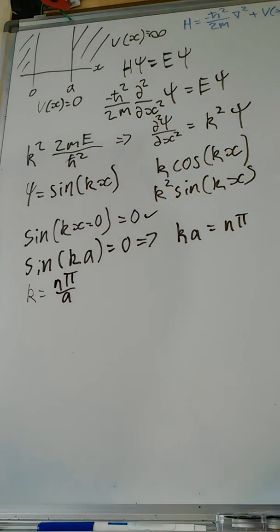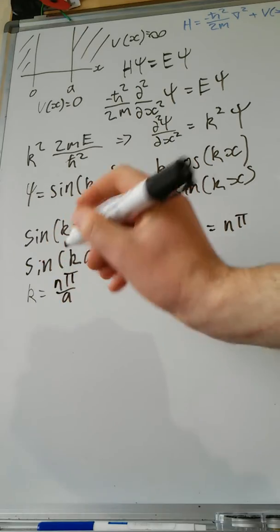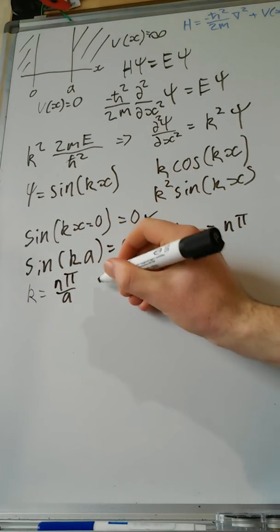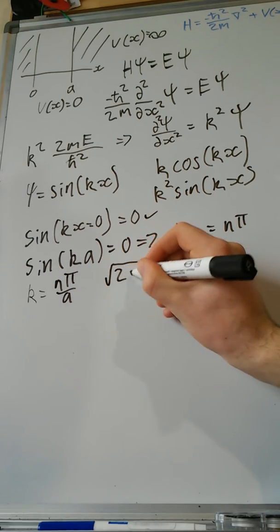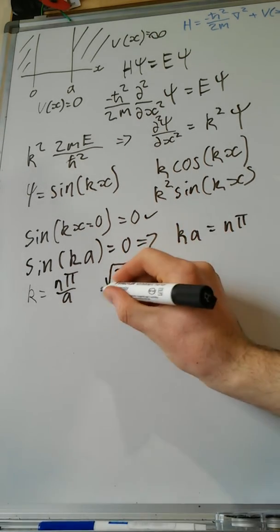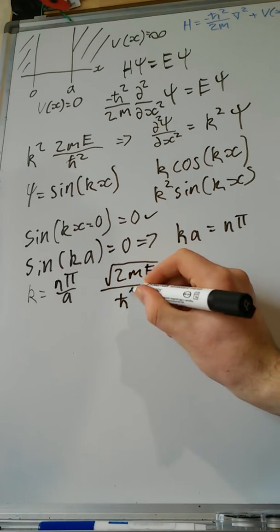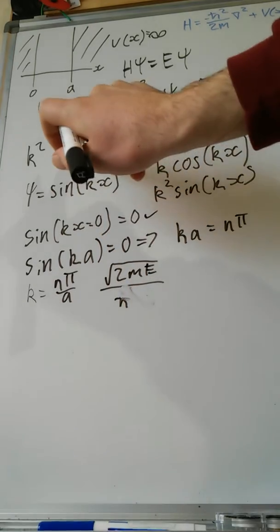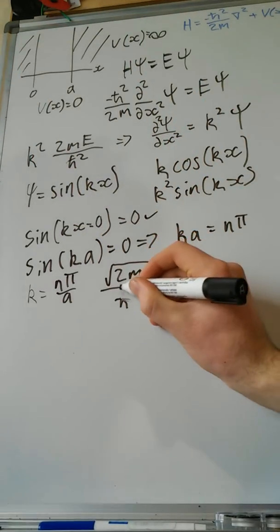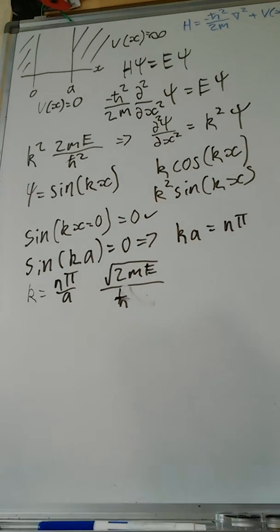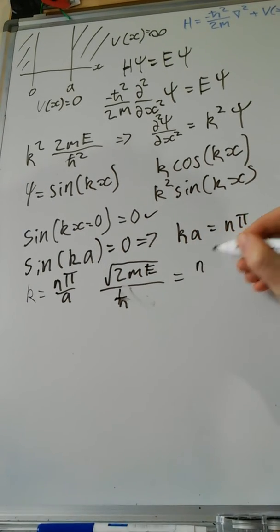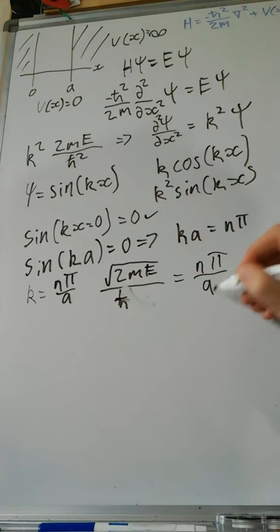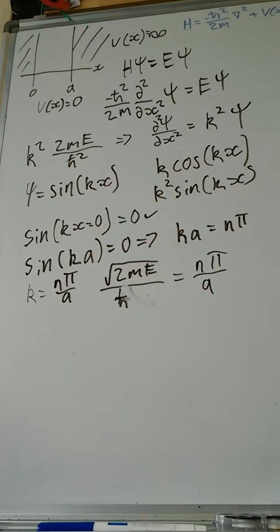In other words, the square root of 2mE over h bar squared, not squared, sorry. It was squared here, we take the square root, it's no longer squared. So this must equal n pi over a. So this is how we get energy quantization of the infinite square well.